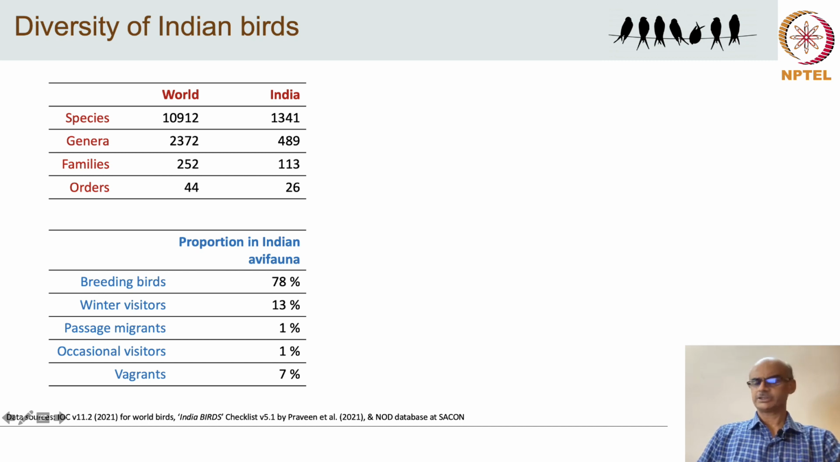So 1% is the passage migrant, like rufous-tailed rock thrush, or even Amur falcon. They just pass through the Indian subcontinent. Though a few individuals might overstay or overwinter here, mostly they pass through India. And 1% is occasional visitors, mostly seabirds and pelagic birds, and 7% are vagrants.